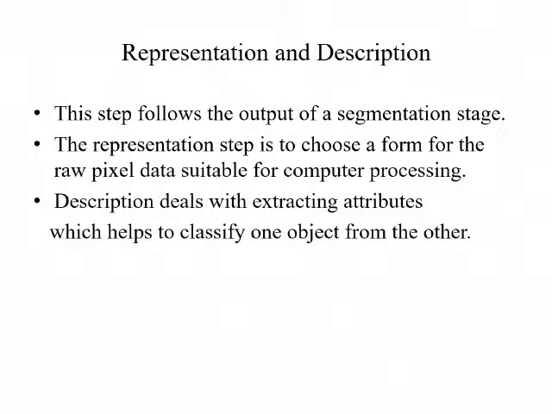The next step is the representation and description process. This step follows the output of a segmentation stage. The representation step is to choose a form for the raw pixel data suitable for computer processing. Boundary representation is correct when the focus is on the external shape characteristics such as corners and inflections. Regional representation is appropriate when the focus is on internal properties such as texture or skeletal shape. Description deals with extracting attributes which help to classify one object from the other.